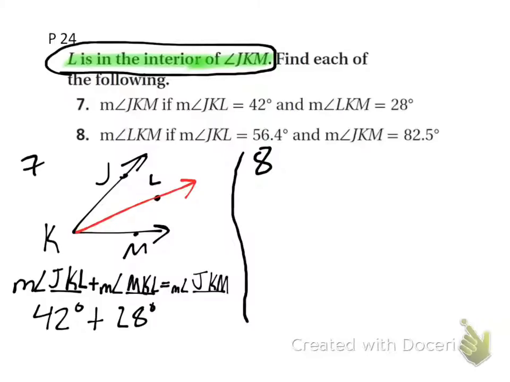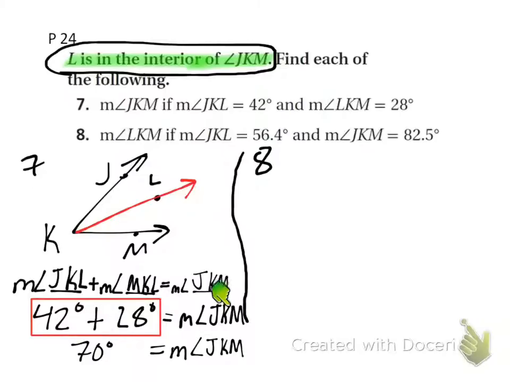And then we don't have anything to substitute in for JKM if you look up here, because that's what we're trying to find. There's nothing up there for it. So we're going to just rewrite it as the measure of angle JKM. Okay, so we're going to simplify on the left side these two together, give you 70 degrees. Bring down JKM on the other side, and you can see that we have our answer, because that is what we were trying to find, the measure of angle JKM, and it's equal to 70 degrees.